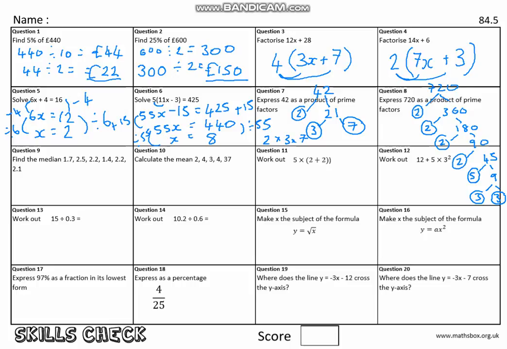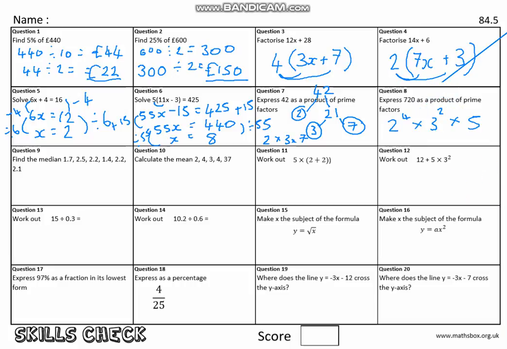So I'm going to have to rub that out and write it for you. But remember, we would have 2, and we've got 4 2s, so we're going to have 2 to the power of 4 times 3 to the power of 2 times 5, okay? So I'll just write that out now.